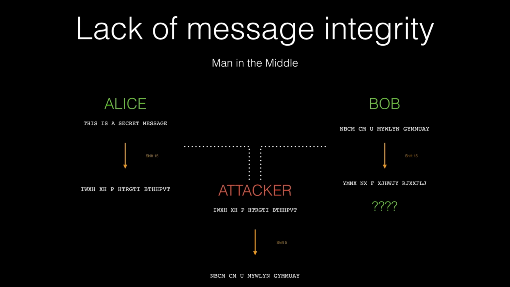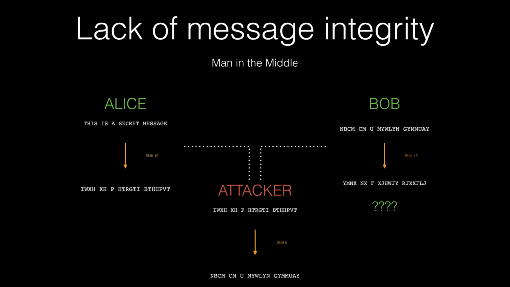Now he's going to send that on to Bob. And what's going to happen is Bob's going to receive this new message, and he's going to try and decrypt it with the shift of 15, because that's what Alice told Bob she was going to use to encrypt the message. And when he decrypts it, he's going to realize that it doesn't make any sense. The reason is because the attacker applied his own shift. So once the attacker applied that shift, the overall shift of the message was 20. And when Bob went to decrypt it, he only shifted it back by 15. So the resulting message is actually the original message shifted by 5. But Bob doesn't know that, and so he can't read the message, essentially.